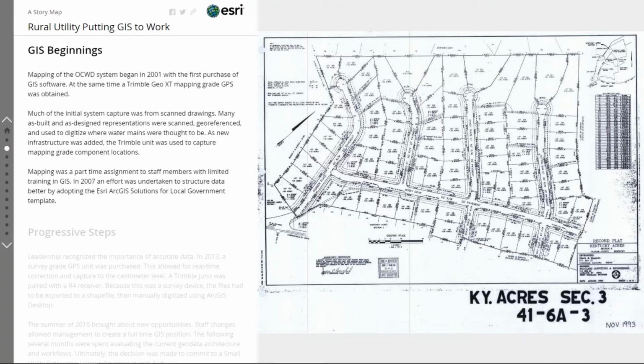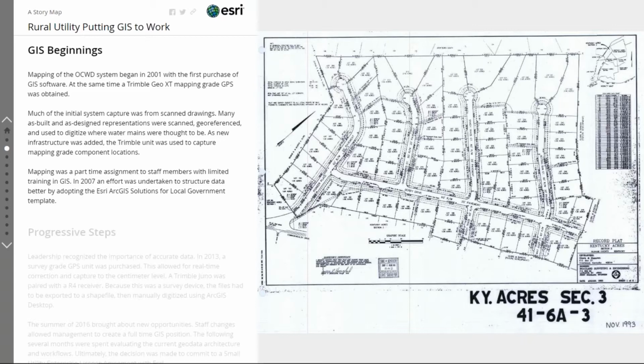And we basically started out with a mapping grade GPS unit that was sub-meter. And we just went out, started gathering lines, valves, hydrants, whatever infrastructure we could get, because we knew that this is the next big thing coming.